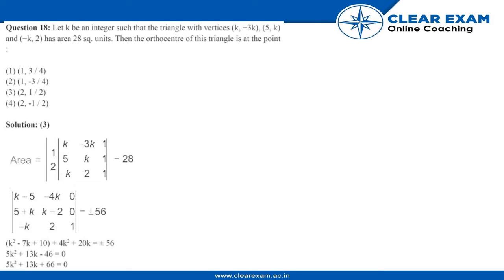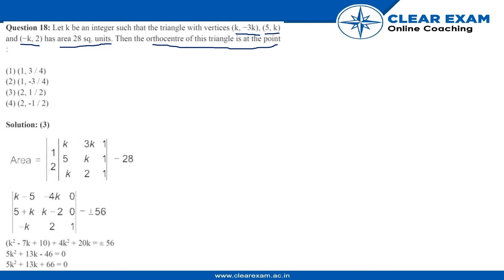Hey guys, now we are going to start question number 18. Let's just see what the question states. Let k be an integer such that the triangle with vertices (k, -3k), (5, k) and (-k, 2) has an area of 28 square units. Then the orthocenter of this triangle is located at what point?